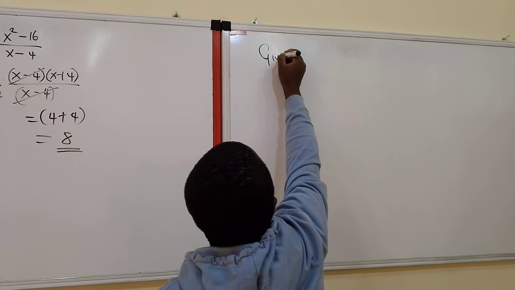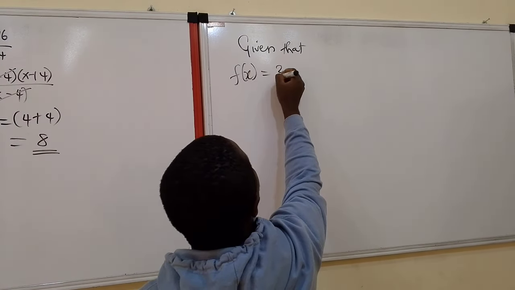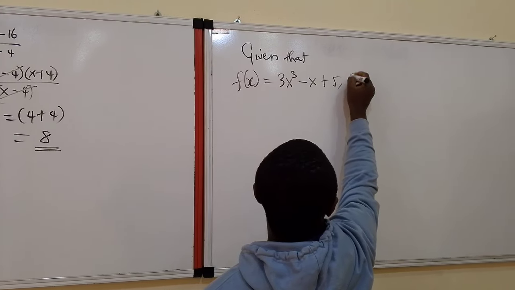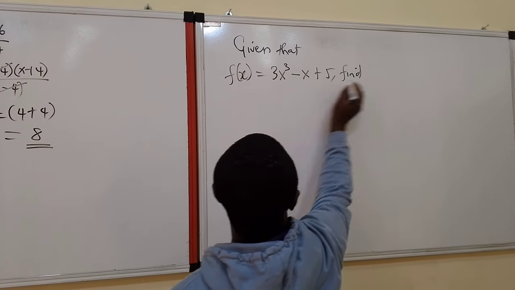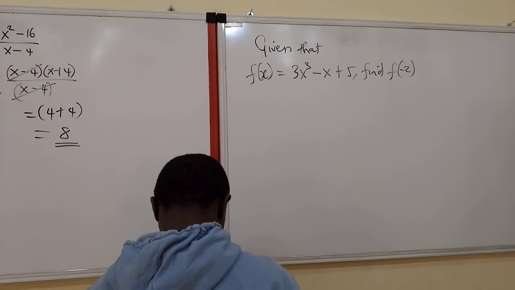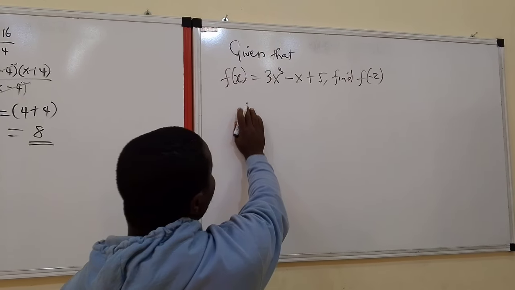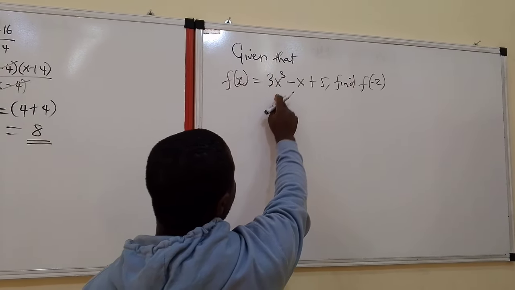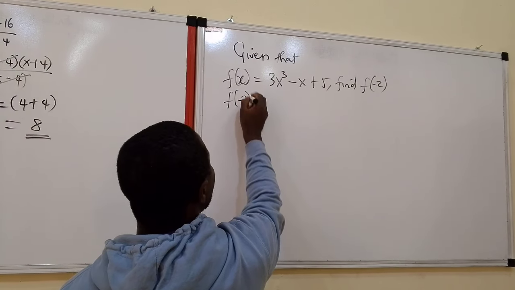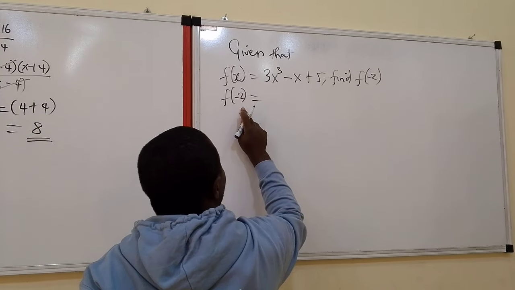You have this question: given that f of x equals 3x raised to the power of 3 minus x plus 5, you have to find f of minus 2. That's just substitution. What you do is this. We are given the function f of x is 3x cubed minus x plus 5, and we have to look for f of minus 2. It means that anywhere you see x, you replace x with minus 2.